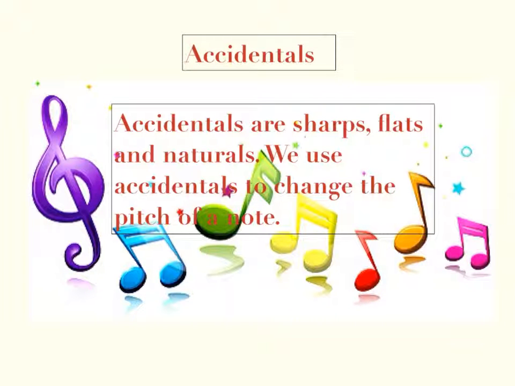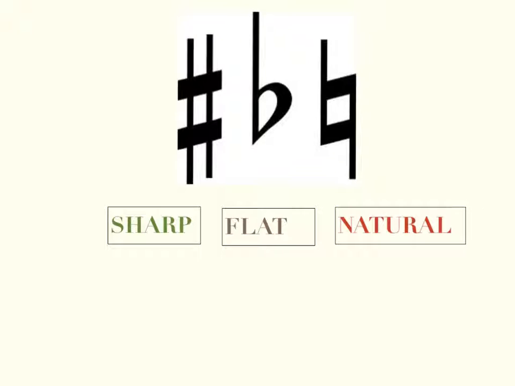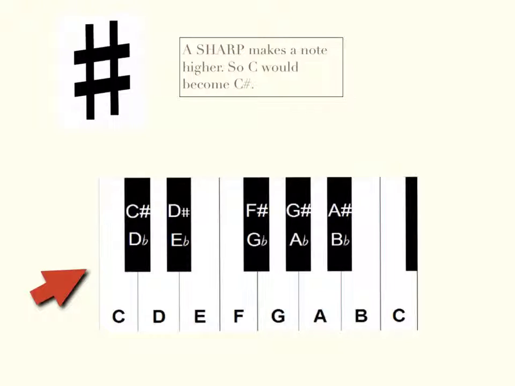Accidentals are sharps, flats, and naturals. We use accidentals to change the pitch of a note. Each accidental has a different function. A sharp makes a note higher, a flat makes a note lower, and a natural returns the note to its original position.